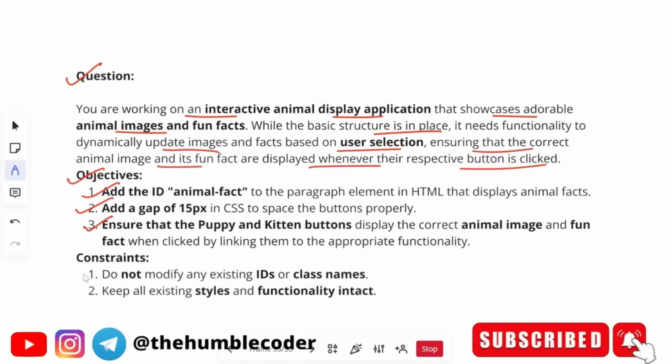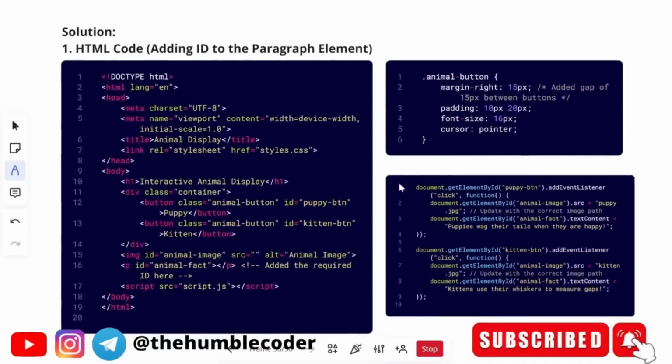The constraint is: do not modify any existing IDs and class names, and keep all the existing styles and functionality intact. Guys, don't focus much on the JavaScript part, because most of it is already set up and given to you in the code. Your main part is to set up the HTML, CSS, and basic JavaScript, whichever is required.